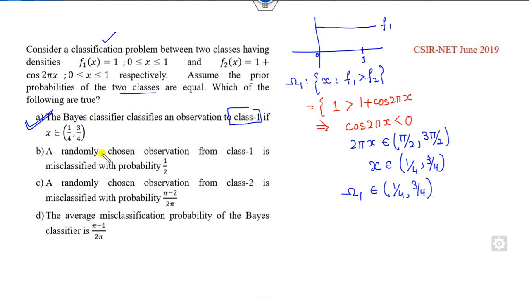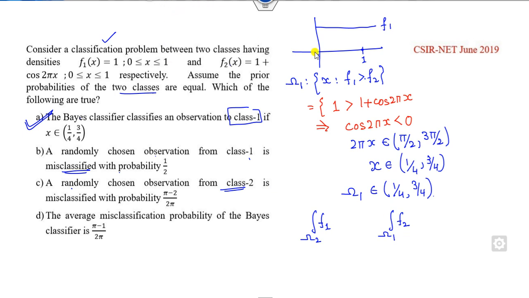Randomly chosen. Now you have to find the probability of misclassification. What is the probability of misclassification? It is f1 over class 1, that is over gamma 2, but we are unable to find gamma 2 first. Okay, find the probability of class 2. The probability of class 2 is f2 over gamma 1. So I can find it easily.